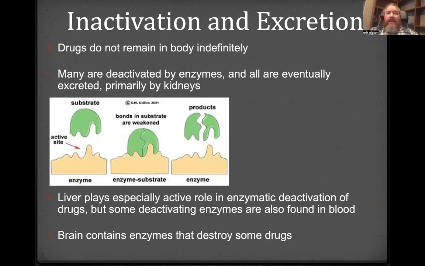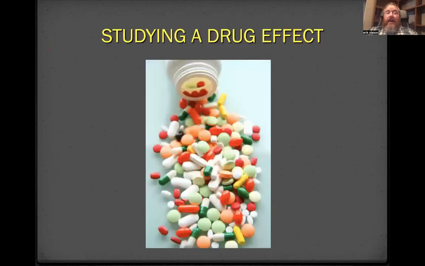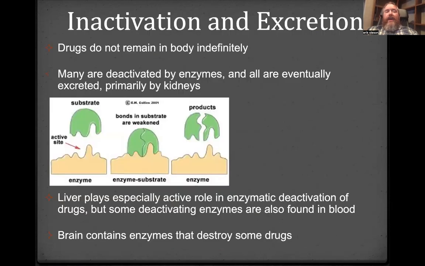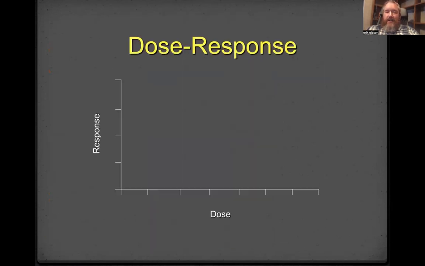Now let's talk about inactivation and excretion. Drugs don't stay in the body forever. Many are deactivated by enzymes and excreted by the kidneys. When they do so, they can be excreted as active metabolites that would then have a continued effect on the body if they're reabsorbed into the blood. Alternatively, you can get an inactive metabolite that isn't going to produce continued effects.